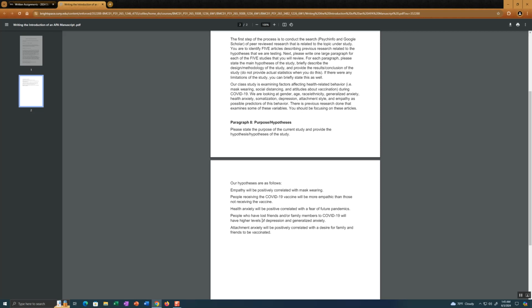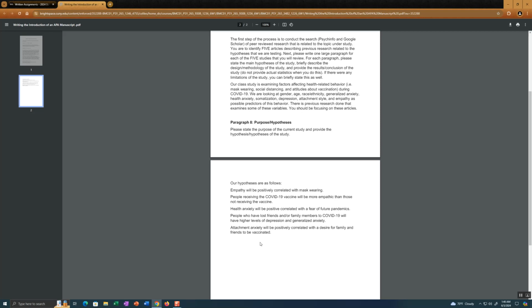Hypothesis 4, people who have lost friends and family members to COVID will have higher levels of depression and generalized anxiety. There's a lot of information on this. Go find it. Mental health problems following COVID, especially with deaths of friends and family. And the last one, attachment anxiety, would be positively correlated with the desire for family and friends to be vaccinated. Look at attachment style. Attachment anxiety is one big component of attachment style.